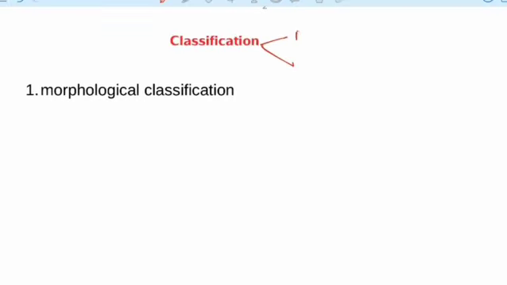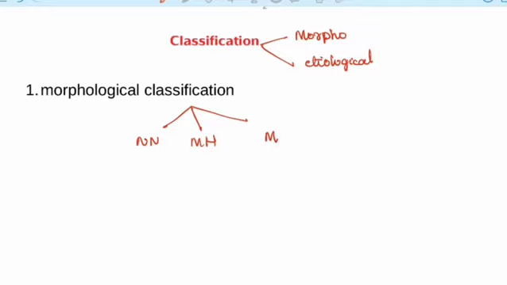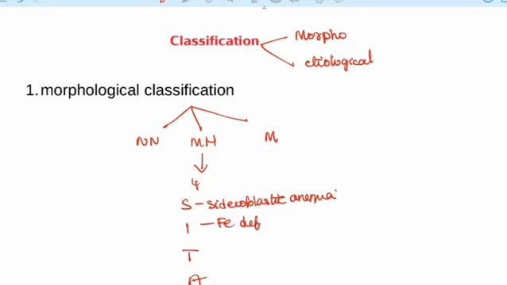Classification. There is morphological classification and etiological classification. Morphological classification: normocytic normochromic, microcytic hypochromic, and macrocytic. Microcytic hypochromic is of 4 types: sideroblastic anemia, iron deficiency anemia, thalassemia, anemia of chronic disease.